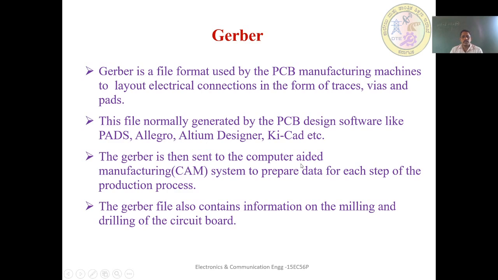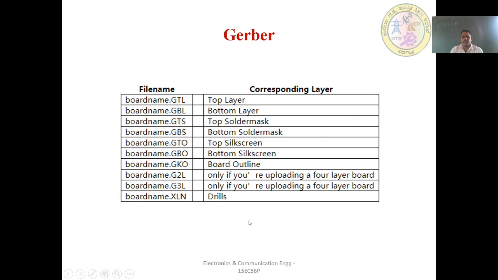Gerber is then sent to computer aided manufacturing. If the Gerber is found okay, then the PCB is manufactured. If the Gerber is found not okay, the PCB is not manufacturable. The Gerber file also contains information on the milling and drilling of the circuit board. Drill file and bore dimensions are provided in the Gerber output file. This is the format of the Gerber file given to the PCB manufacturing industry.